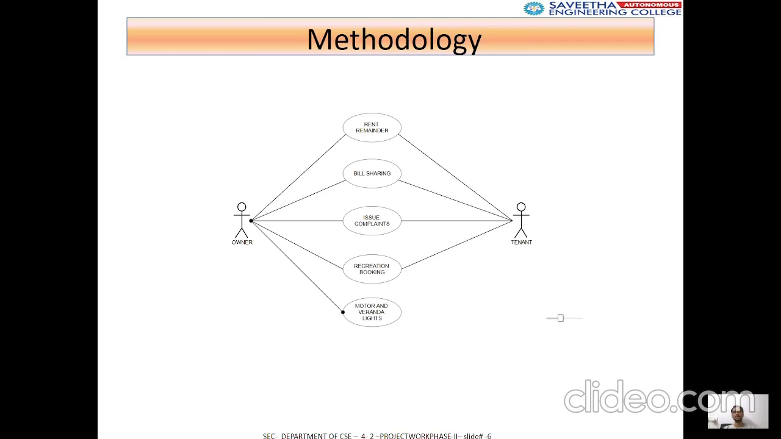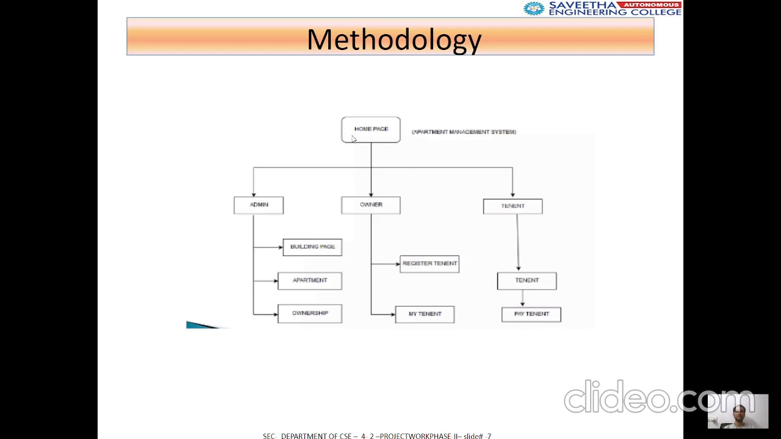And this is the methodology. First there is the owner, and then the tenant. Only the owner can control the motor and veranda lights. Except for that, the tenant gets the rent reminder, which the owner can send. After the tenant shares the bill, both owner and tenant can view it. For complaint issuing, whatever complaints the tenant has booked, the owner is able to view them. The tenant can also book recreation facilities, which can be viewed by the owner and other tenants too. The motor and veranda lights are controlled only by the owner.